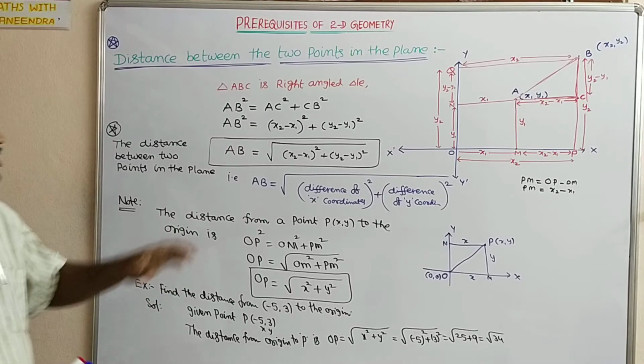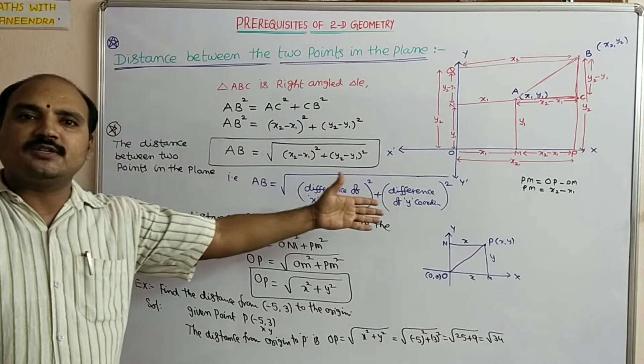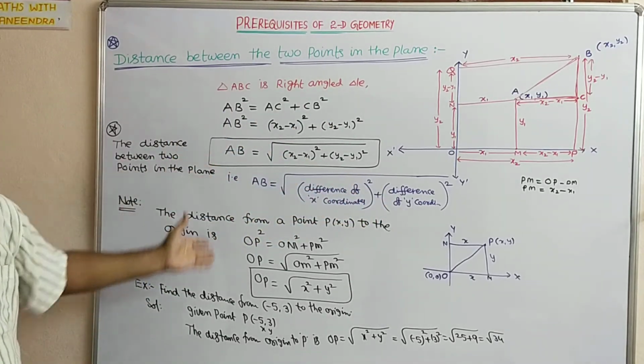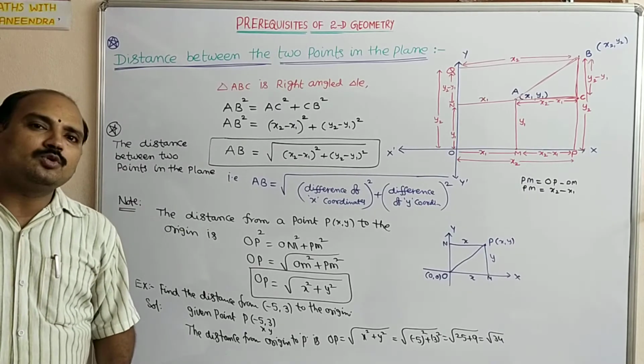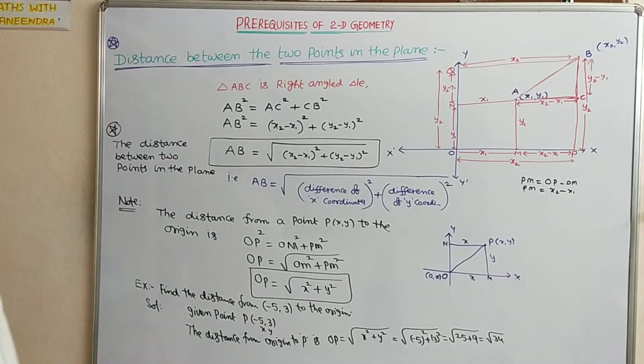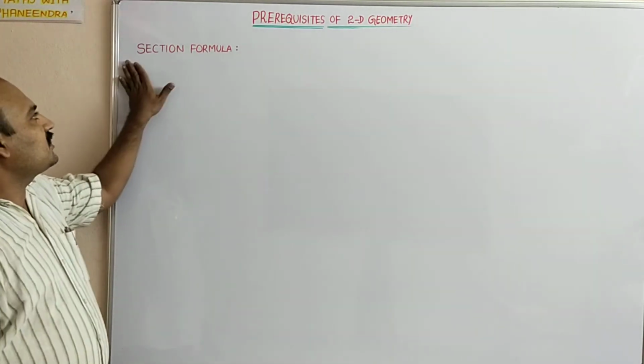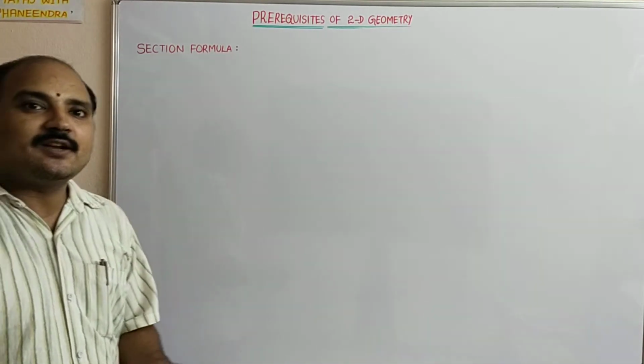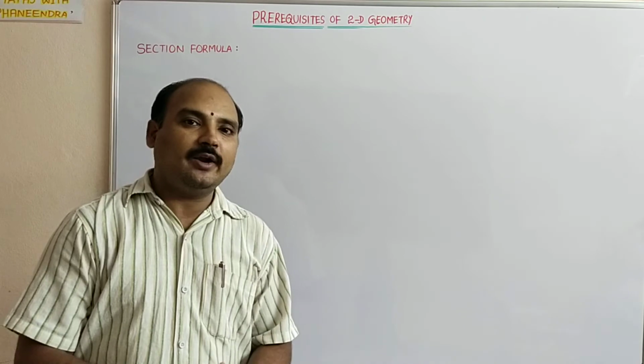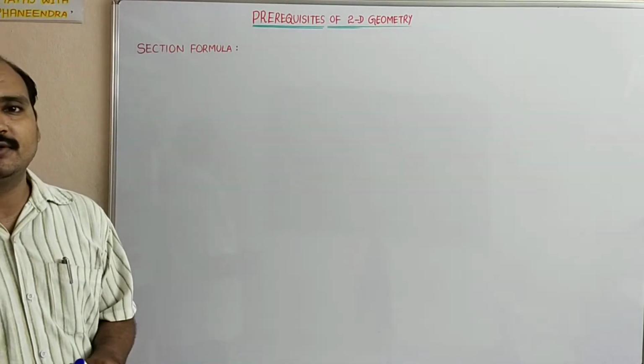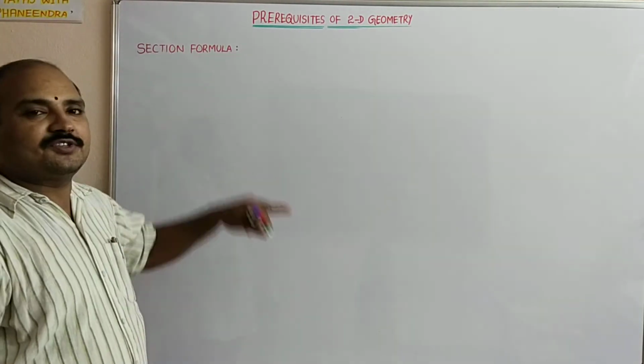Even here also we will take 2 points and find the distance between them. We will go to another concept. The next concept is section formula. In this section formula, there is internal and external division, the division formula or section formula.